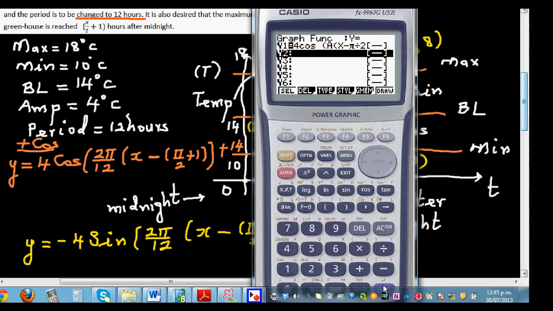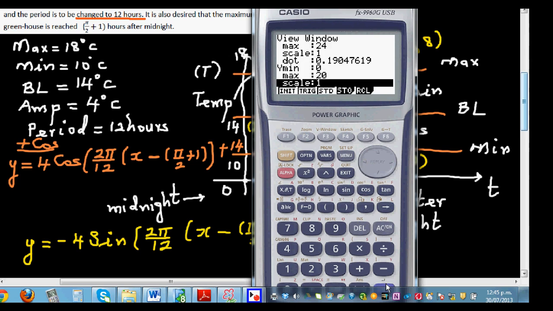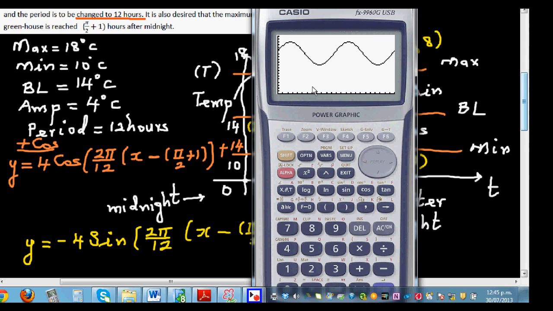We should set the x and the y limits. I'll go from 0 to 24 for x, and for y, the maximum is 18, so I'll go up to 20. So this is your graph. G-Solve maximum: this is pi by 2 plus 1. And G-Solve minimum: this would be pi by 2 plus 7.